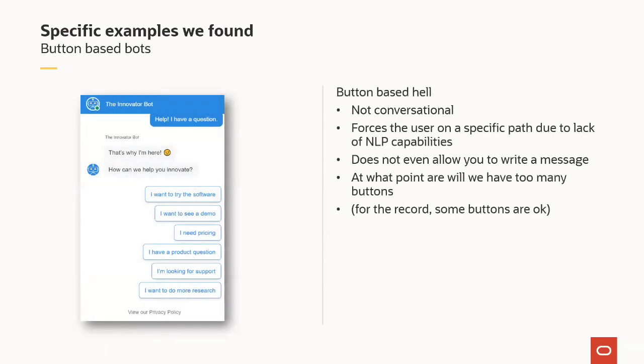This is what I call button-based hell. It's okay at the beginning maybe to have a couple of buttons, but there are a number of problems with buttons. If you put some buttons, people will think that's all they can do. And so if what they can ask is not covered in the buttons, they kind of freeze. The second point is, at what point are there too many buttons?